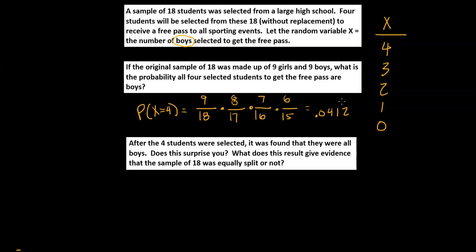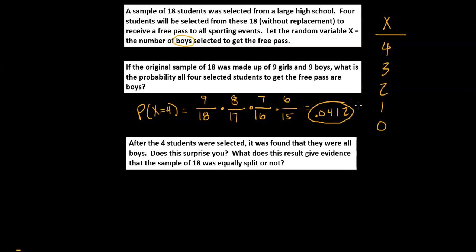Does this surprise me? Well, the probability of it happening is about 4%. That's lower, but honestly, personally, nothing really surprises me until it's under 1%. So I don't really think this is that surprising. If I hold true to my 1% threshold, this is unlikely, it's on the lower side, but I wouldn't say, oh my God, all 4 boys, this is impossible. I don't think it's that surprising.